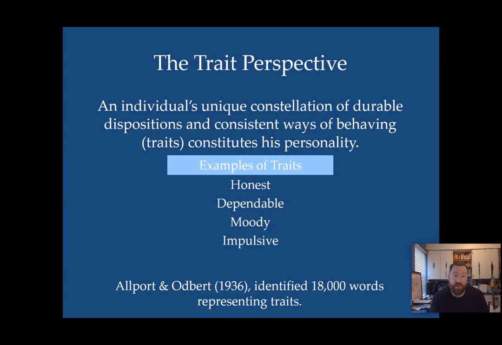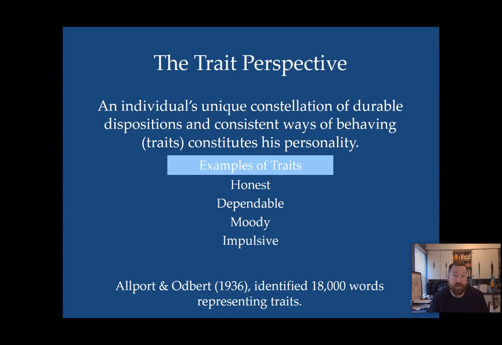Thinking of what a trait is, really just any adjective that can describe a person can be a trait. And in 1936, there was an identification of 18,000 words that represented traits of humans. That's a lot of words that we could identify as. So the question then becomes, how do we understand the basically limitless combination of traits, and how do we understand that in terms of individuals?